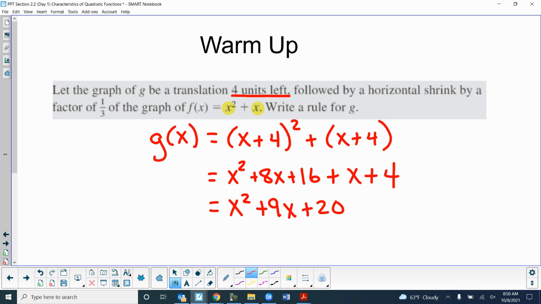All right, the next thing we're doing is a horizontal shrink. We call it a compression, right? By a factor of 1/3. When it's horizontal, what do we do when we get those factors? Spencer? Reciprocal, right? So we're going to go 3 times the X part. Again, it's horizontal, so we're changing the X. So we're putting a 3 in here for 3X for the X part.